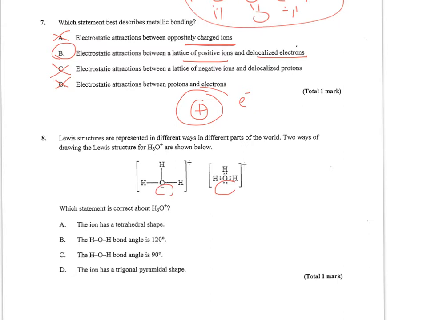A, the ion has a tetrahedral shape. No, the electron domains have a tetrahedral shape, but the ion itself actually has a trigonal pyramidal shape. B, the HOH bond angle is 120. No, that would only be if it was trigonal planar. C, the HOH bond angle is 90. No, that's not true even if it was tetrahedral. So D is the only true statement. It has a trigonal pyramidal shape.